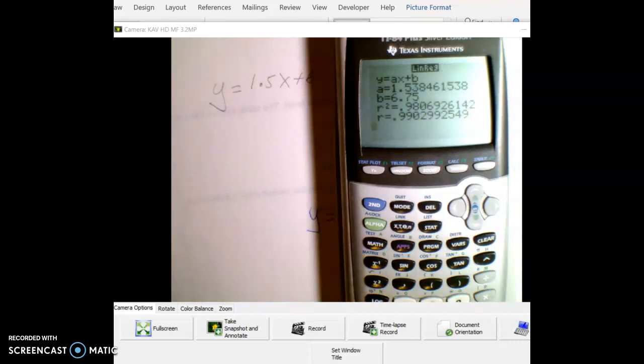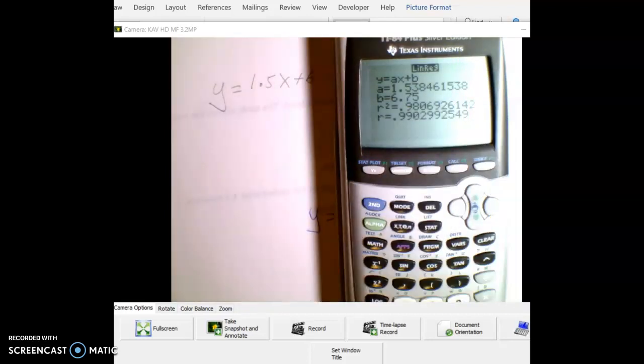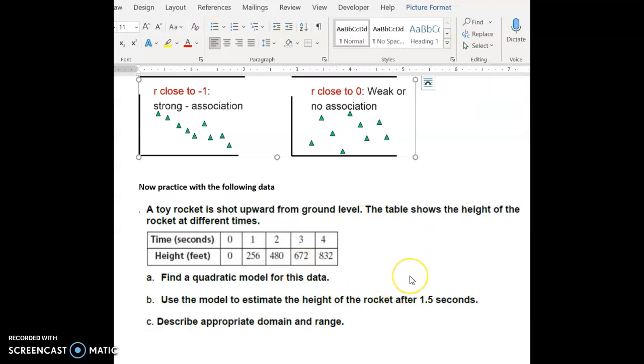So now you should see that R at the bottom here, and it will tell you how good your line is. Okay, so that's working with a regression coefficient and a regression line. Let's do the same thing for quadratics. So this is the data we're going to use. We're going to try and answer the following questions.